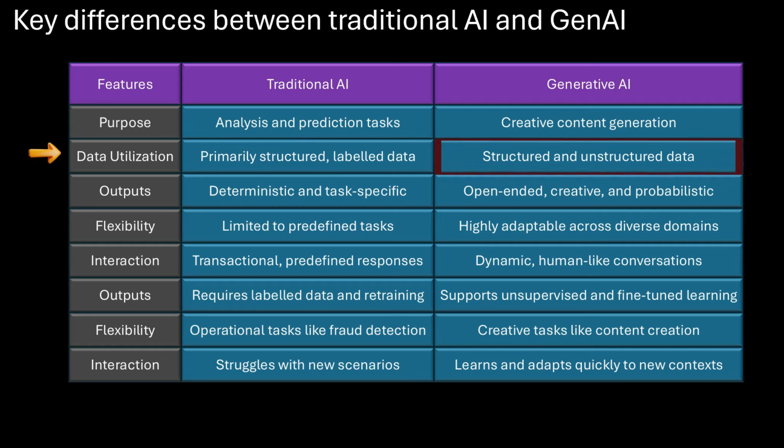On the other hand, generative AI can utilize both structured and unstructured data. It often leverages unsupervised or semi-supervised learning methods to extract insights and generate outputs. For example, a generative AI model trained on diverse text data can summarize documents or create new content.